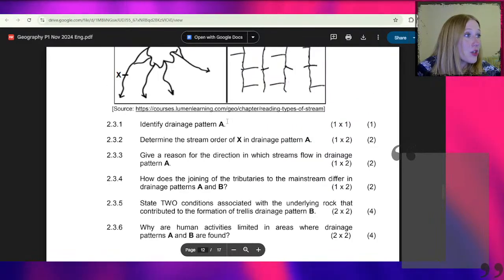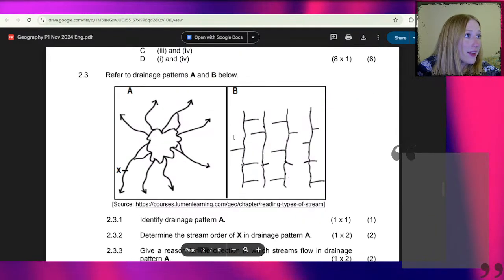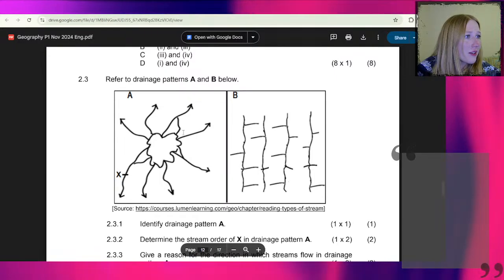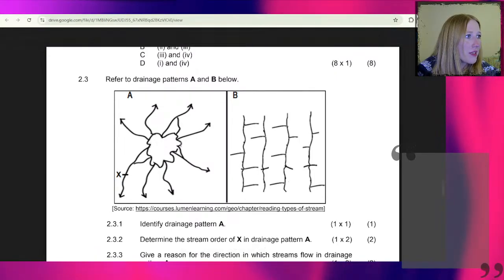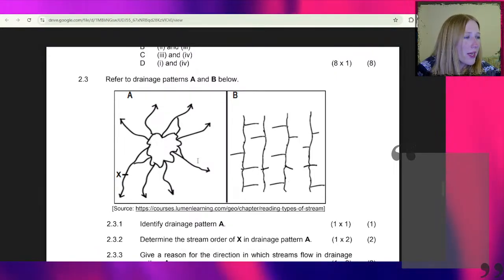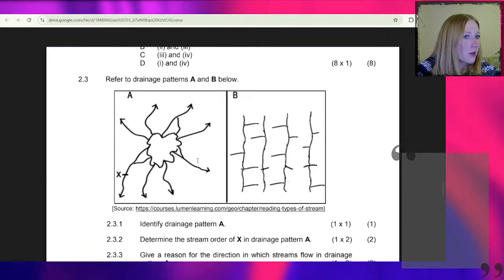Okay, identify drainage pattern A. Would this be radial or centripetal?